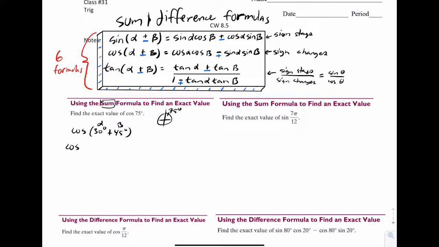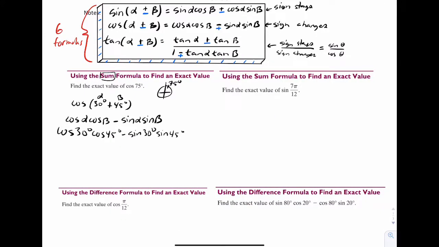Cosine alpha, cosine beta. So I'll write it out for you, but you don't have to do this once you're good at this. Minus sine alpha, sine beta. That's just cosine 30, cosine 45, minus sine 30, sine 45. Now we're going to evaluate this. Cosine 30, that's just root 3 over 2. Cosine 45 is root 2 over 2. Minus sine 30 is 1/2. Sine 45 is root 2 over 2. This becomes root 6 minus root 2, all divided by 4.